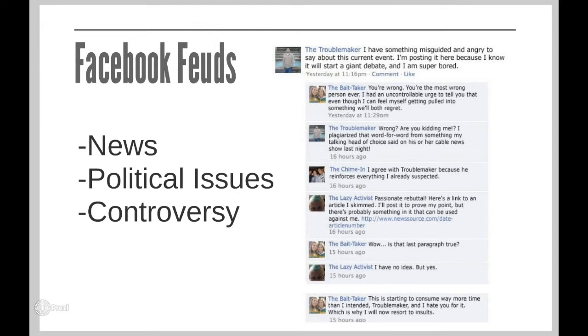For example, in this fake Facebook feud, the troublemaker begins with saying that he has something misguided and angry to say about a current event. Naturally, we are able to reply to said troublemaker and arguments ensue. Or just opinions are thrown out there and given for the troublemaker to go through. Half the time, the troublemaker doesn't even respond to the people that are chiming in, or the lazy activist, or he just gets enraged by their responses, and they are certainly placed on his latitude of rejection.